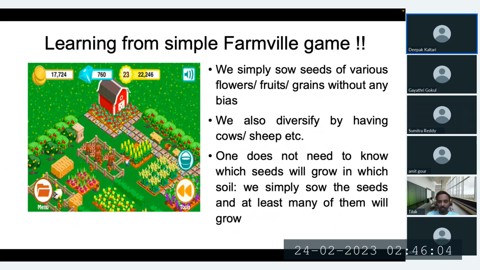That's a game. But the same concept can be applied to our day-to-day investments and keep it extremely simplified. We do not need complicated charts to understand things. We just need to learn it from day-to-day things. So here we can see the person has also diversified by having cows, sheep, etc. Sheep for the wool, cows for the milk and milk products. So one does not need to know which seed is growing in this soil. We simply sow the seeds, and at least many of them will grow and flower or produce fruits, and the fruits can be sold, and this is how we benefit from it.